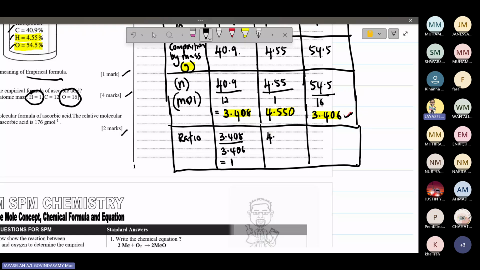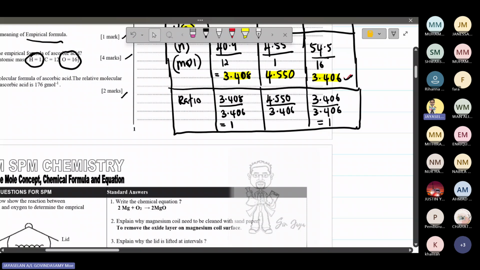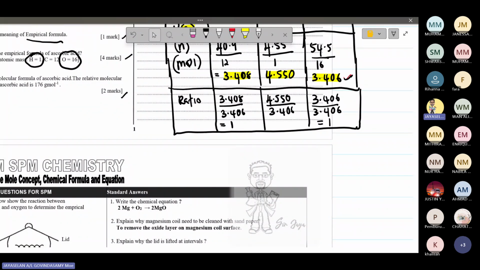Okay, now this one, 4.550 divided by 3.406. Okay, 3.406 divided by 3.406, you guys will get 1. Any question? No question. So I try to find 4.550 divided by 3.406. You guys will get roughly, we take 3 decimal points. So you will get 1.336.